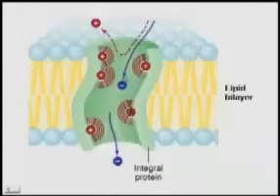So we have a charge component, but then also size. If this was too big, even though it'd be drawn in here, it wouldn't be able to slip through. So we've got charge selectivity and size selectivity.